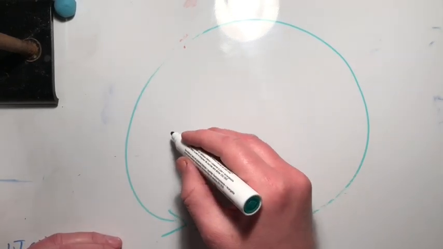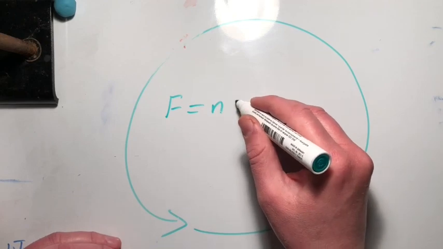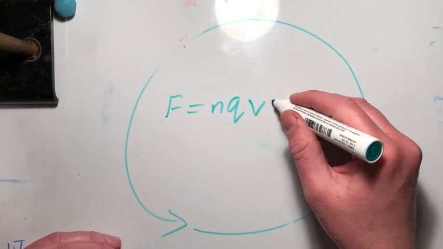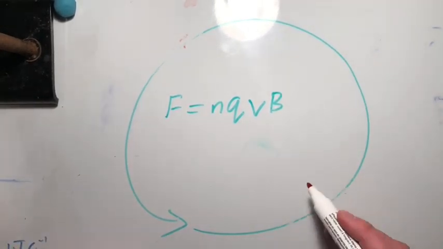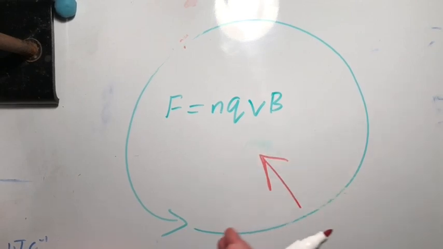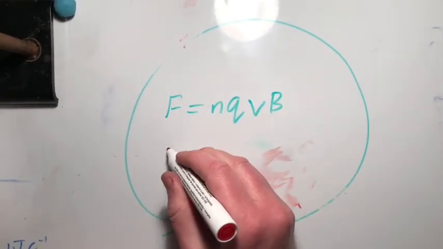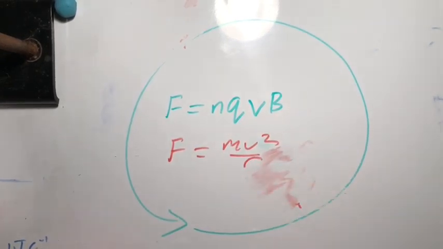To find the magnitude of that force, it is N, the number of particles, times Q, the charge on each one, times V, the velocity they're moving at, times B, the magnetic field strength. That force is going to cause the electron to move in a circular path because it acts at 90 degrees to the direction of movement. We have another name for that: the centripetal force, F, which is mv squared over r, if you think back to your circular motion.